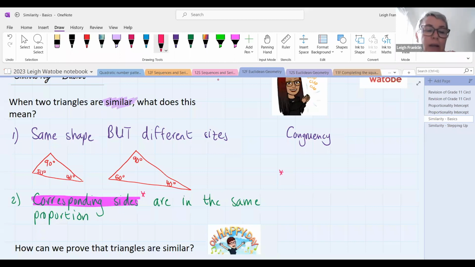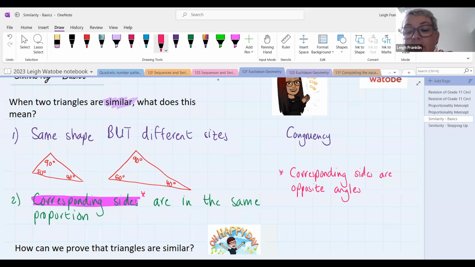Amokilani, go for it. You've got your hand up. Ma'am, I think corresponding sides means a pair of matching angles or sides that are in the same spot in different shapes. You're on the right track. But more specifically, when we talk about corresponding sides, and I'm going to write it here for you guys so that you know this, corresponding sides are opposite angles of the same size.